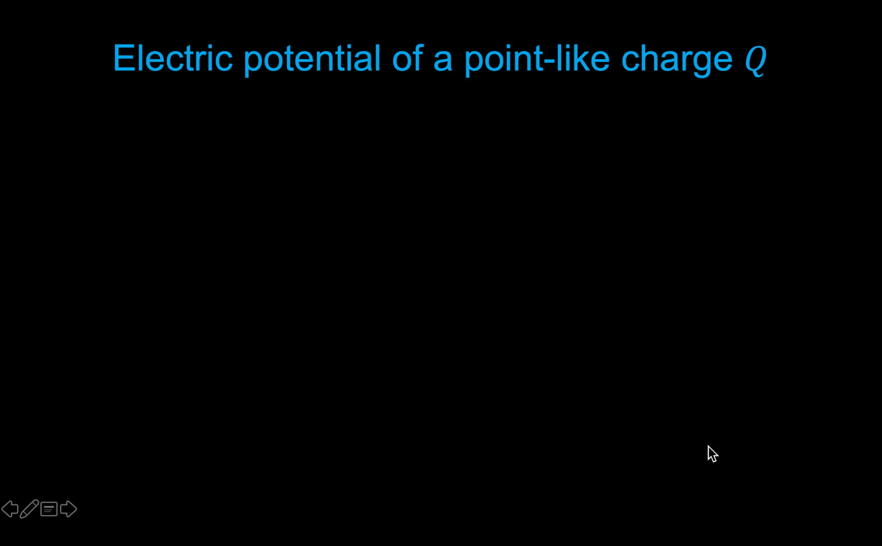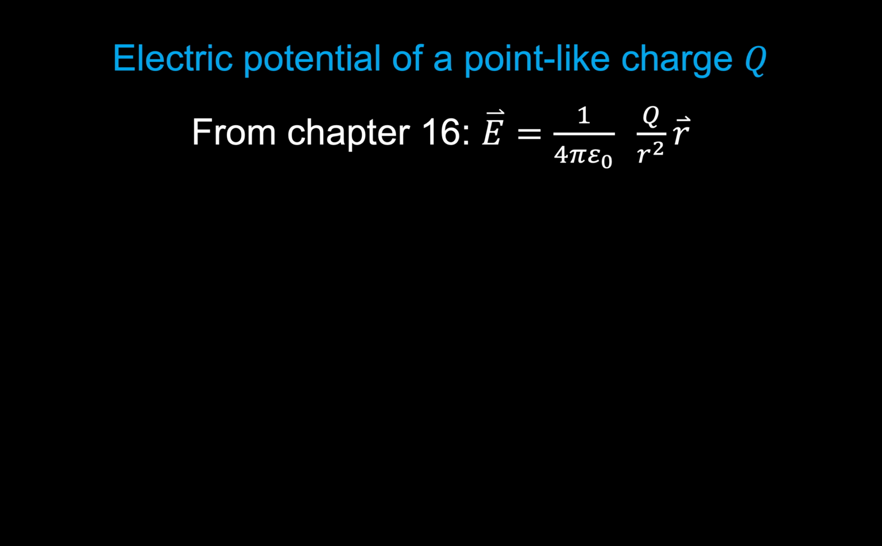All right, if you'd like to keep track of what sections we're on in the book, so far that was section 17.1, and the electric potential of a point-like charge Q, this is section 17.2 in your Reese textbook. So from chapter 16, we know that the electric field associated with a point-like charge Q is defined like so. And you notice that this looks just like Coulomb's law, but we've divided out one of the charges. So this is the electric field associated with a point charge. And you know what that looks like from chapter 16.